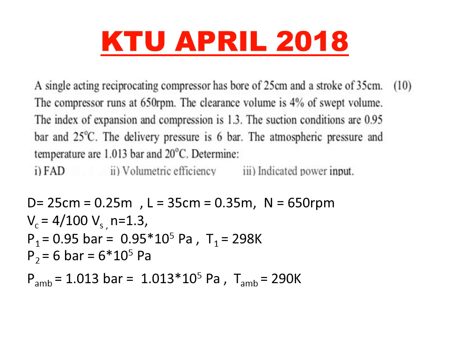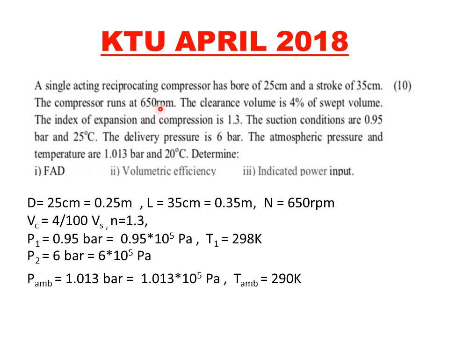This question was asked in KTU in April 2018. This question was asked for 10 marks. First, we will read the question. A single-acting reciprocating compressor has a bore of 25 cm and a stroke of 35 cm. So, in this question, the diameter is given and the stroke length is given, in centimeters. So, first I convert that centimeter into meter.